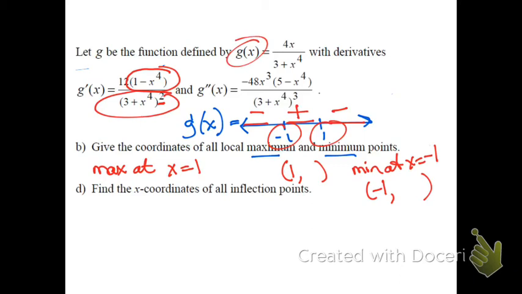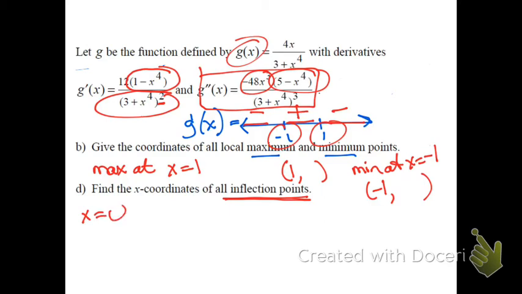Now inflection points. Remember, to be an inflection point, the second derivative has to change signs. And they often try to fool you with that one. People will find just where the second derivative is 0 and not check that it changes signs, and they'll get the answer wrong. So setting the numerator equal to 0, well, we're going to have a 0 because of that. Setting the other one equal to 0, 5 minus x to the 4th. So 5 equals x to the 4th. So x will equal plus or minus the 4th root of 5. Lovely.